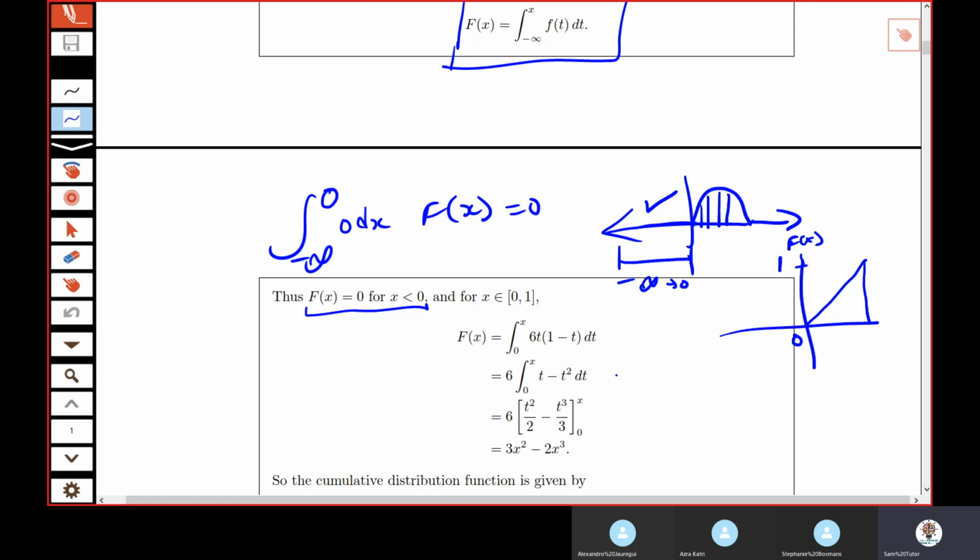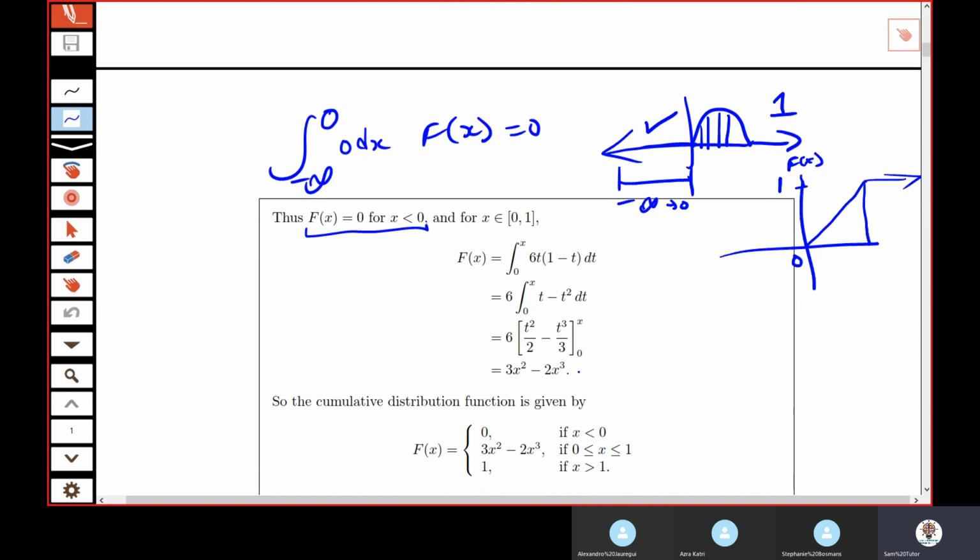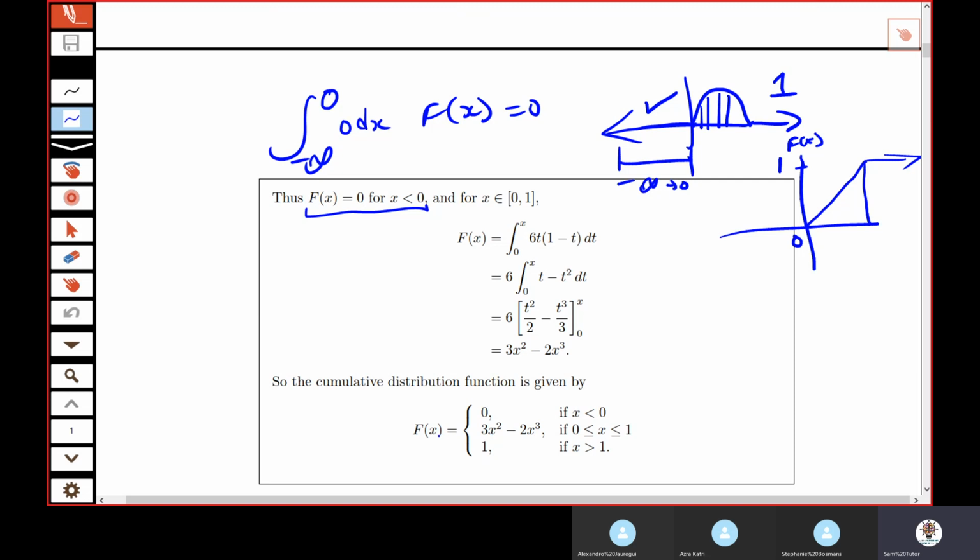So it's 0 here, it's this probability here, and then pretty much anything after that, it's always going to be 1, because the maximum probability you're ever going to have is 1. So this is what your function looks like. F of x is equal to 0 if x is less than 0. F of x equals 3x squared take away 2x cubed as long as x is between 0 and 1. And anything that's greater than 1, the sum of all your probabilities must equal 1. Can't go higher than that.